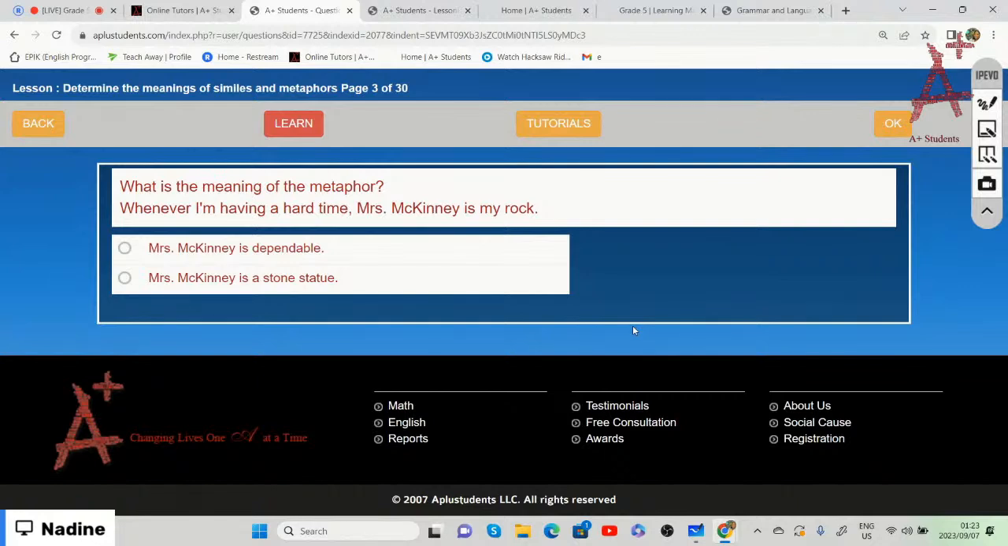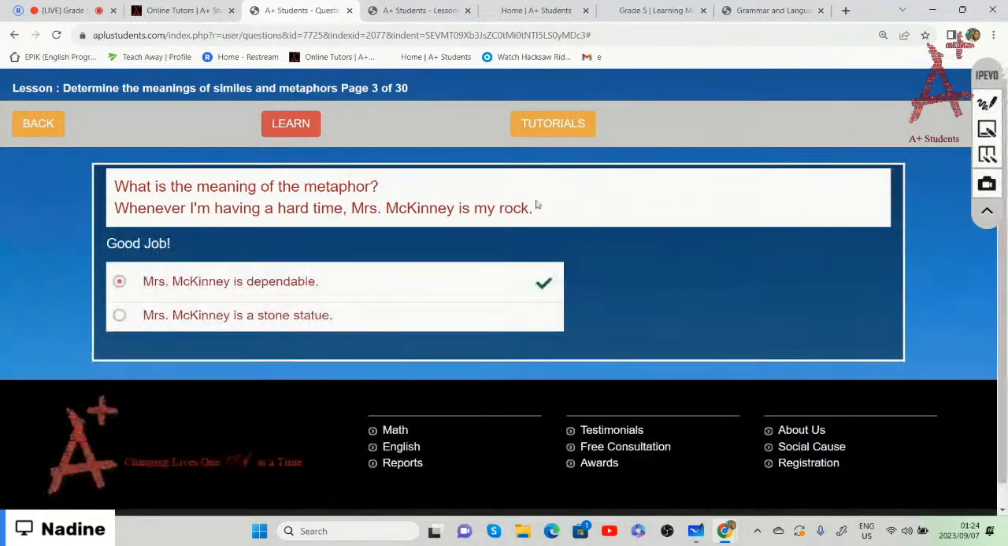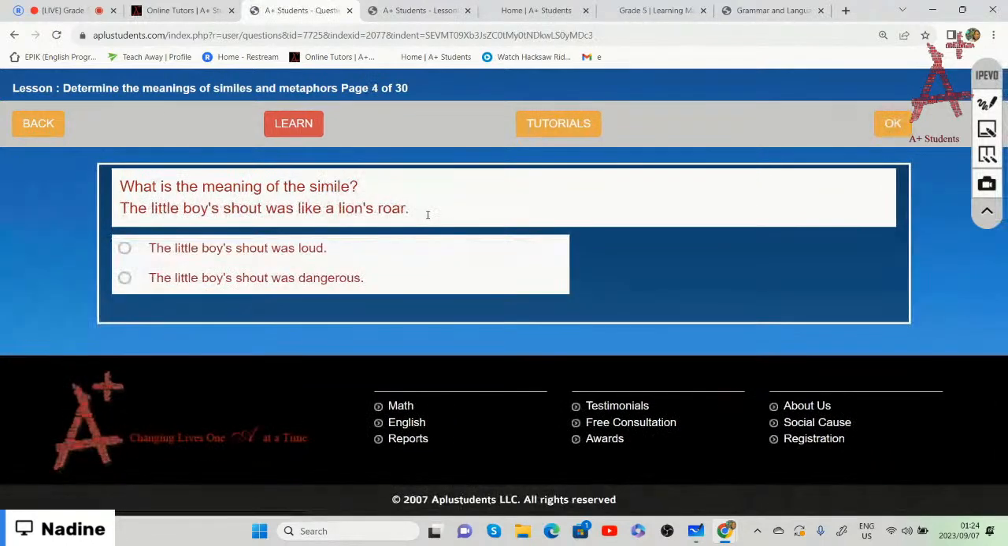So whenever I'm having a hard time, Mrs. McKinney is my rock. Does it mean that Mrs. McKinney is dependable, meaning that she can always go to whoever? Or does it mean that Mrs. McKinney is a stone statue? All right, so which means that she is a very dependable person. Well done. Yes, well done.